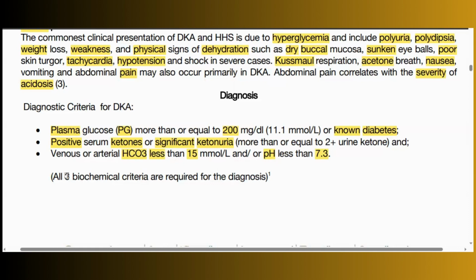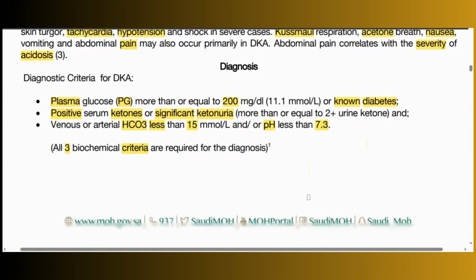All three biochemical criteria are required for diagnosis. So, hyperglycemia equal or more than 200 milligrams per deciliter or 11.1 millimole, or the patient is non-diabetic; positive serum ketones or significant ketonuria, more than 2 plus urine ketones; venous or arterial HCO3 less than 15 millimole and/or pH less than 7.3. All three criteria are required for diagnosis of DKA.